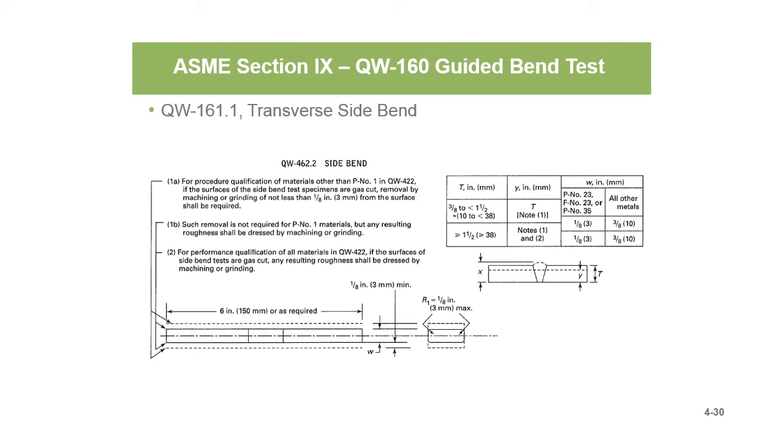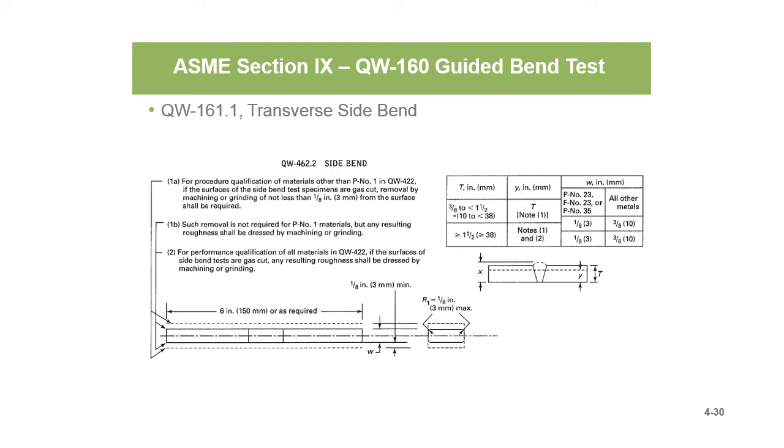ASME Section 9 QW160 guided bend test. All right, here you've got the thickness and dimensions for a transverse side bend test. So it tells you what sizes you should be cutting it with. If you're using P23, which is aluminum, or P35, all other metals need to be this size.